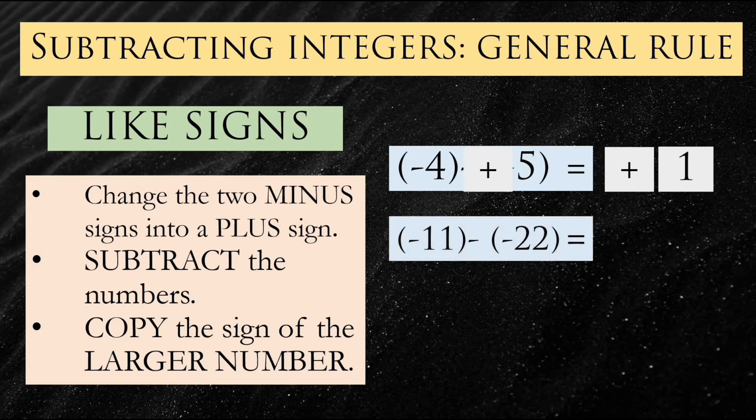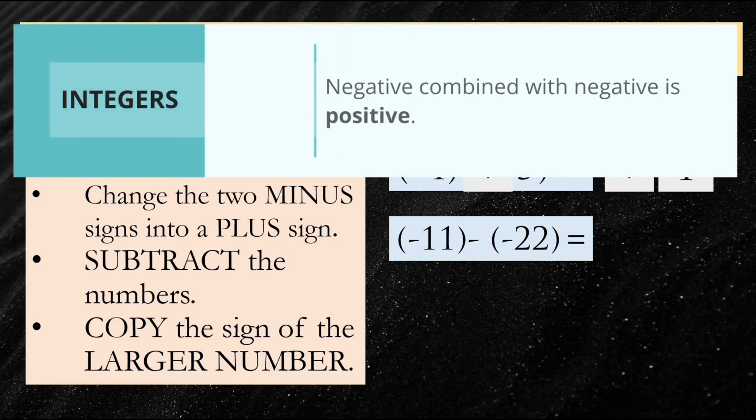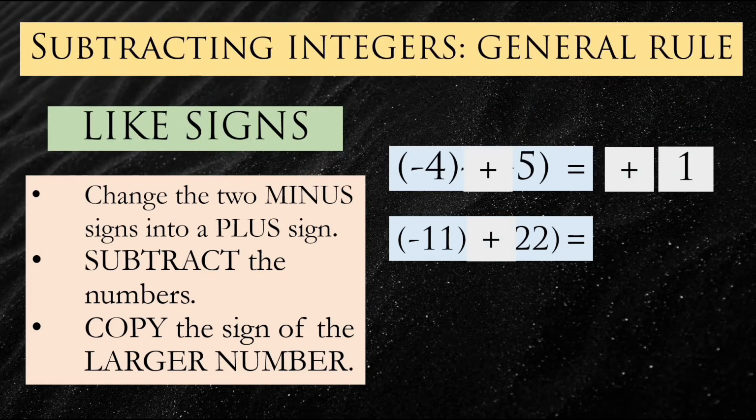We have -11 minus -22. So again, they are like signs. So you've got -11 and -22. Notice again the minus sign and the minus sign or negative sign before number 22. Just change those into a plus sign because negative combined with negative is positive. Okay, so now we can subtract the numbers. So we have 22 minus 11, 11. And then copy the sign of the larger number, and that's 22. 22 is larger than 11. So copy the positive sign. Your answer is +11, or just write 11.